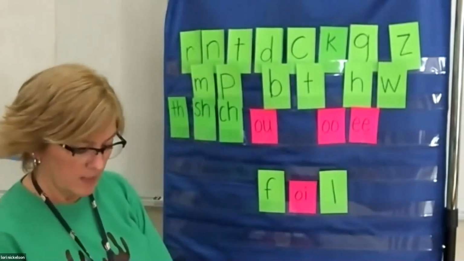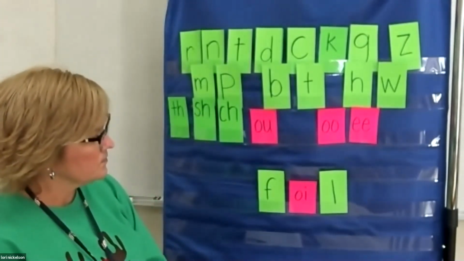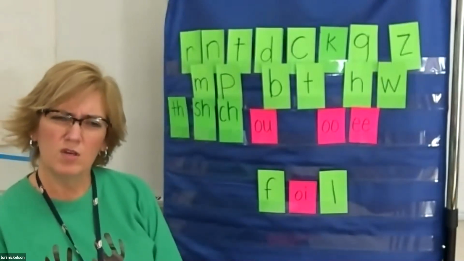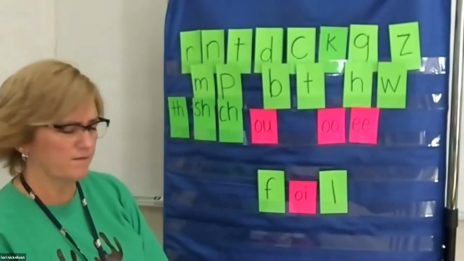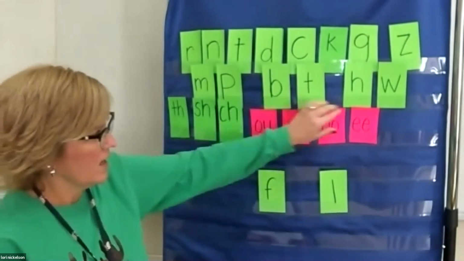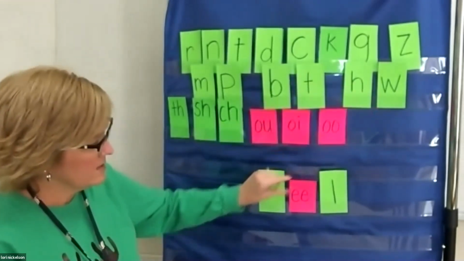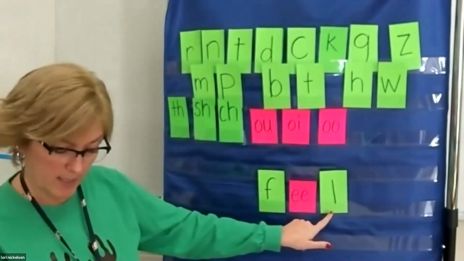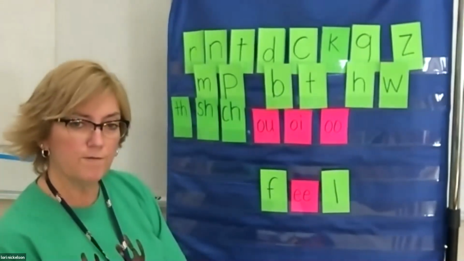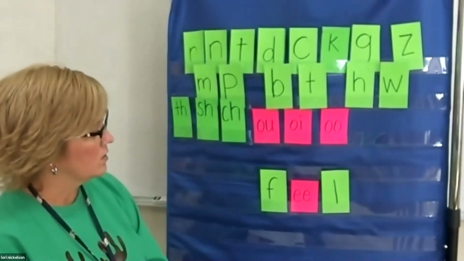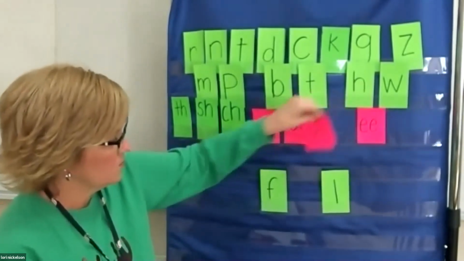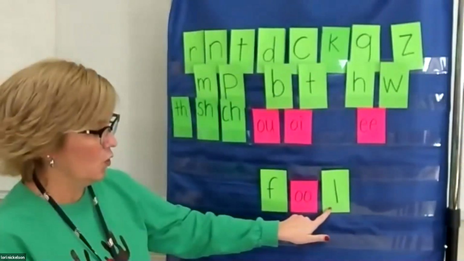Awesome, guys. So now I'm going to change foil to feel. Feel. What am I going to put in the middle of foil to make it feel? We're going to replace the OI and put double E, so now we have feel, right? All right, so now let's make feel into full. Full. So what do I replace? The two E's, replace it with two O's, and now I have full.